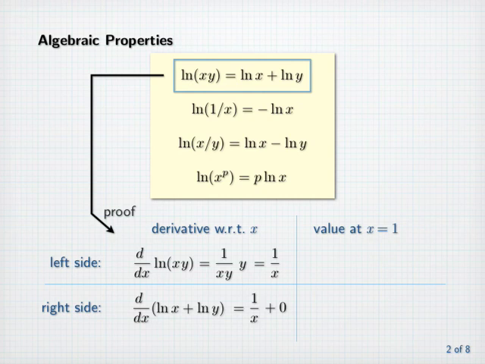When x is 1, the left-hand side is equal to the natural log of 1 times y, or natural log of y, and the right-hand side is equal to the natural log of 1 plus the natural log of y, but natural log of 1 is equal to 0, so we have 0 plus natural log of y, or log y. So for any positive y, the two sides of the equation have the same derivative with respect to x and the same value at x equals 1. Therefore, the two sides of the equation are equal for any positive x and y.